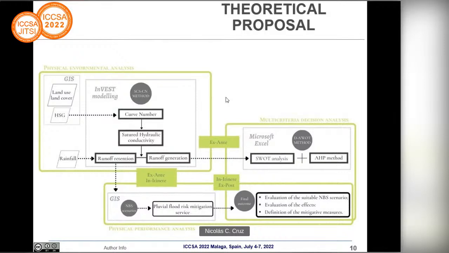The outputs derived from the index modeling and the multi-criteria decision analysis help to obtain a final outcome that is characterized by the assessment of the most critical NBS scenario, for example. The assessment of the effect that the NBS scenario can produce on the environment and its components, and helps the decision makers to define actions of mitigation and environmental compensations.